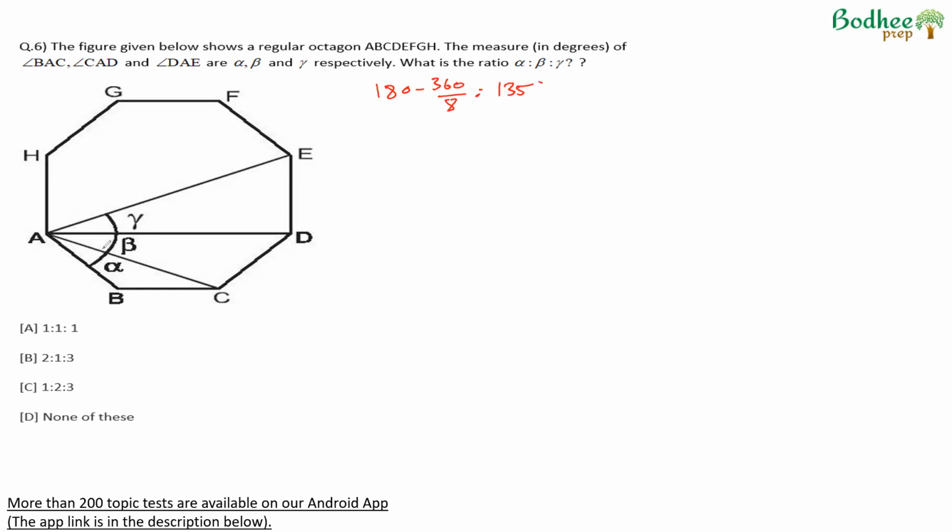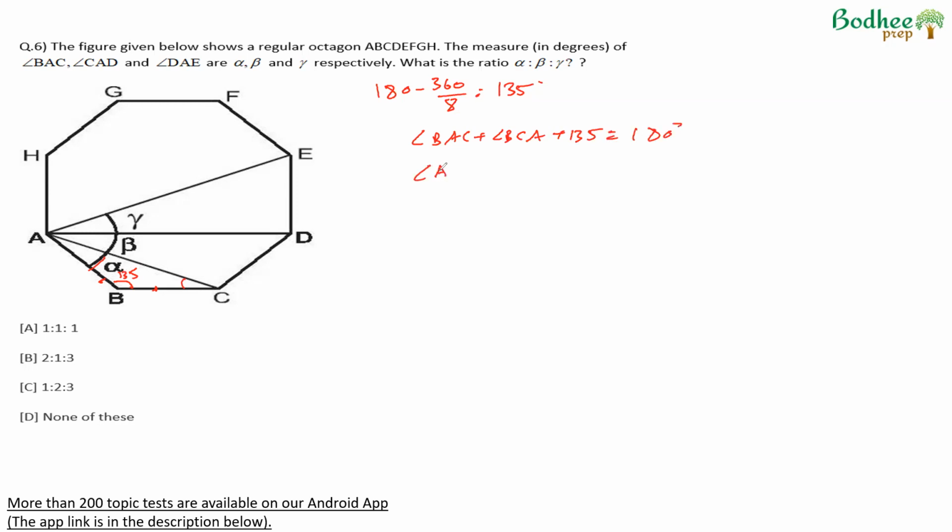Now, if we look at alpha, this angle here is 135. This side is equal to this side, so these two angles will be the same. And therefore, we can say angles opposite equal sides are equal. So angle BAC plus angle BCA plus 135 should be 180 in the triangle BAC.